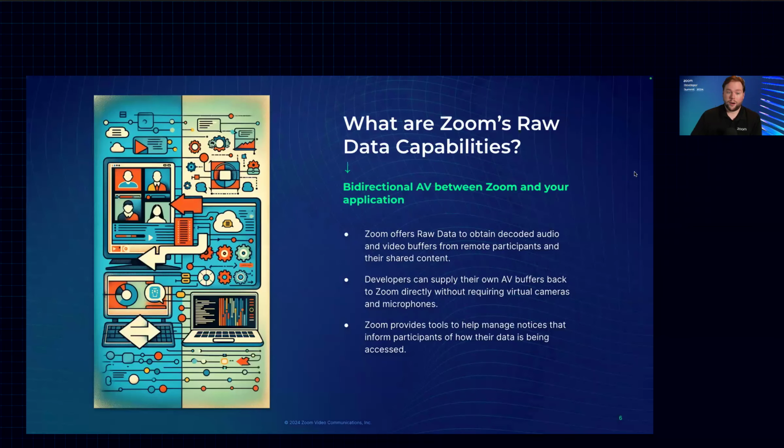So, what is raw data? What am I talking about when I say raw data capabilities? Well, raw data at Zoom means a bidirectional audio and visual link between Zoom and your application. We give you the ability to take the decoded audio and video buffers of the remote Zoom participants and their shared content and bring that into your application. You can also supply your own AV buffers back into Zoom without requiring intermediate virtual cameras or microphone loopbacks or things like that. And we give you tools that help you manage notices that inform participants about how their data is being used and accessed.